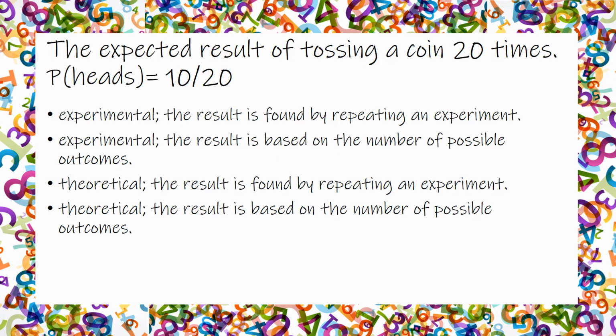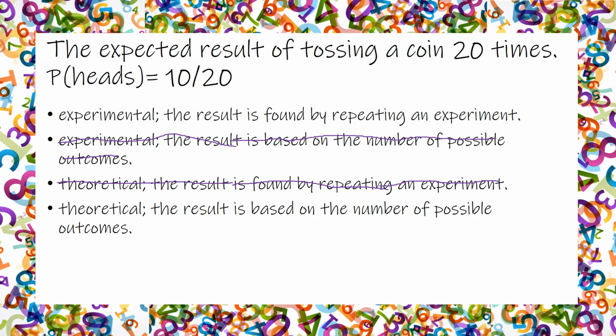The expected result of tossing a coin 20 times and the probability of getting heads is 10 out of 20. So we need to know if this is experimental or theoretical probability. So remember that theoretical is the result based on the number of possible outcomes. So we can go ahead and cross out this one. It's not found by repeating an experiment. That's experimental. So these two, experimental, is based on repeating an experiment, not the number of outcomes. So those two are the only ones that state them correctly.